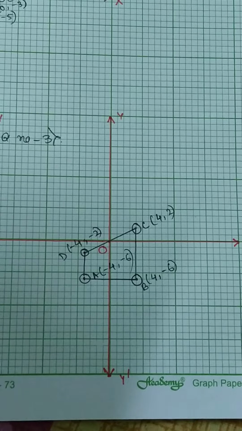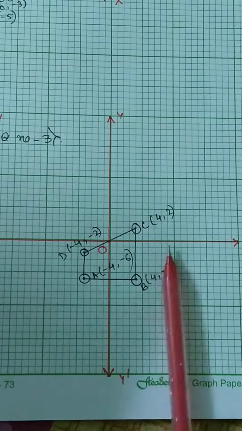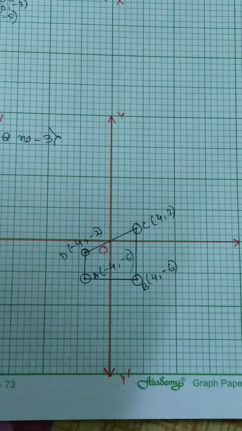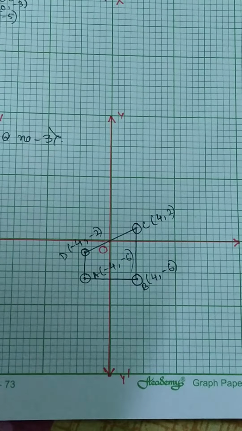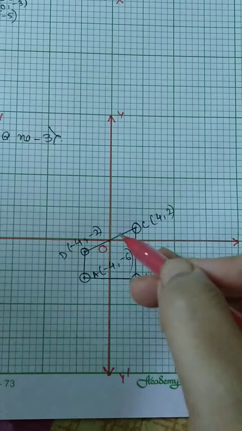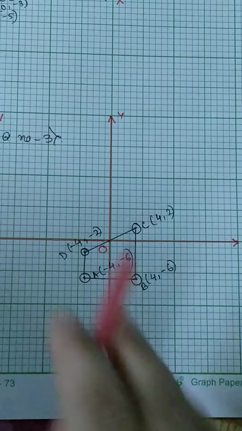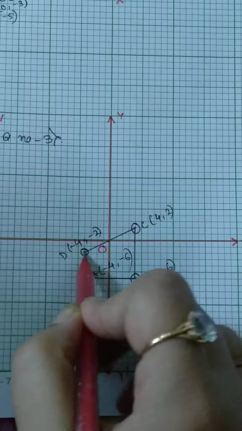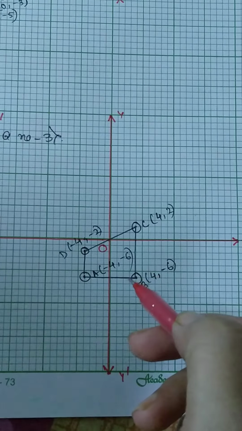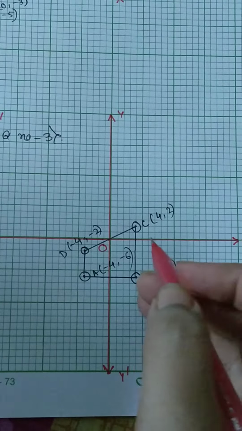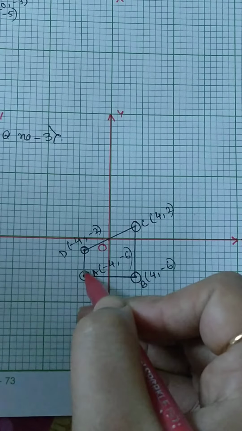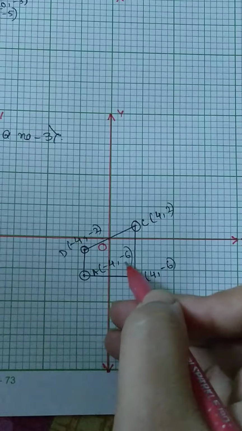So see, this is the graph. First point is A, -4, -6. Both have a minus sign, so it will be in the third quadrant. Take -4 on the x axis: 1, 2, 3, 4, and the y axis value is -6: 1, 2, 3, 4, 5 and 6. So this is A, -4, -6.